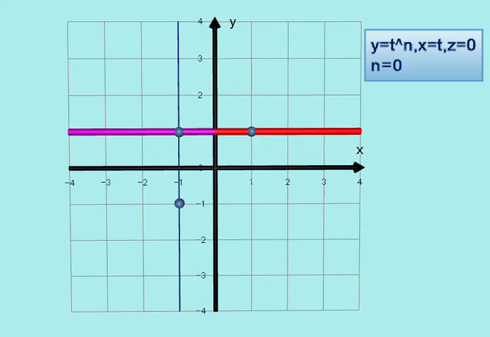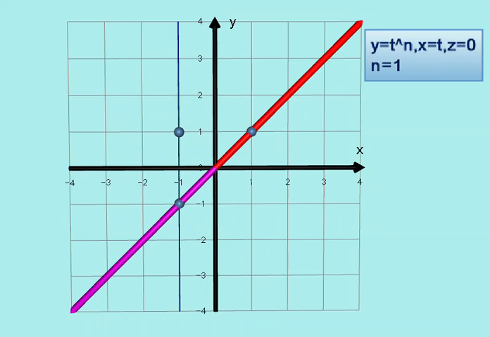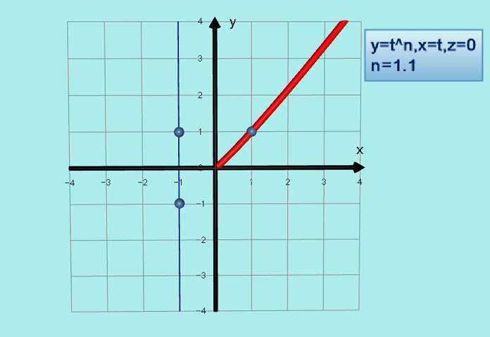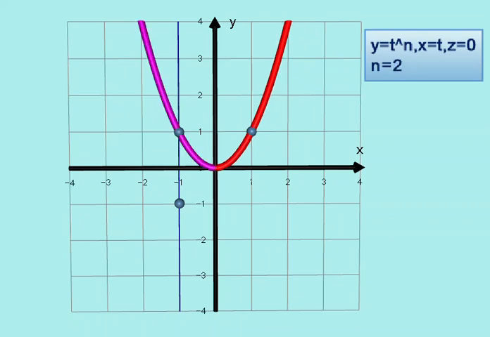Now, going back to x to the 1, I'm going to increase n in steps of 0.1, and a strange thing happens. Suddenly, the left-hand side of the graph disappears. The right-hand side becomes more curved until it reaches n equals 2, and then suddenly the left-hand side reappears and we get the parabola y equals x squared.